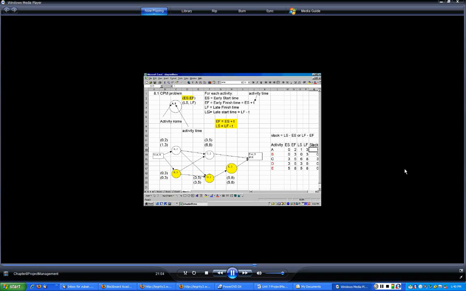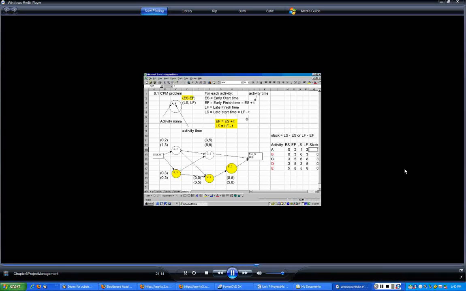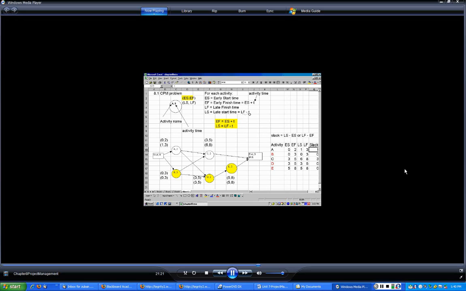Okay, now for this, there is how late can an activity finish and yet not tardy the project, or how late can the activity start and yet not tardy the project. Okay, so that relationship between the late start and late finish is late start equals late finish minus the activity's duration time. Okay, so these are the relationships that we'll use in building that.